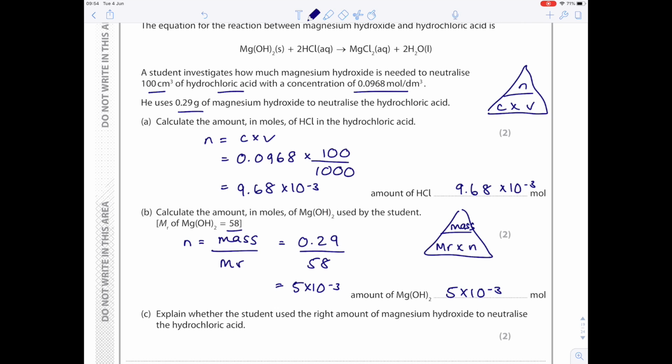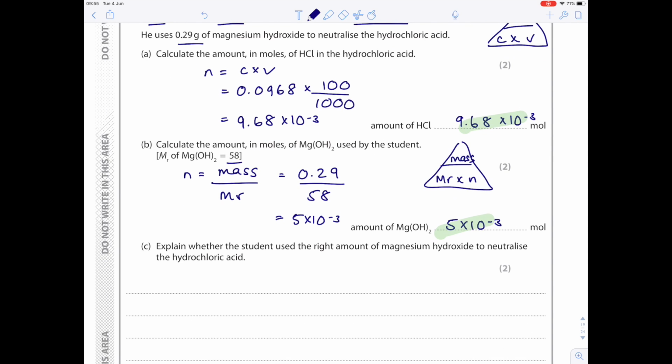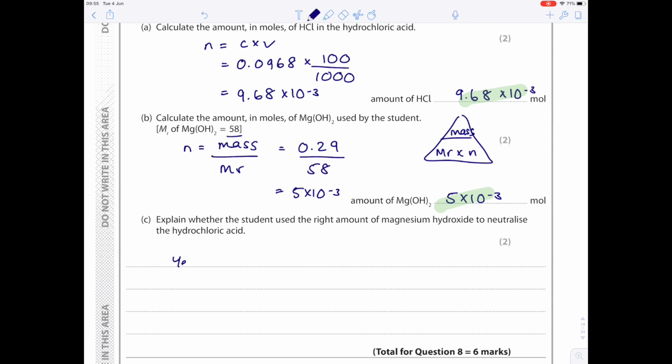Explain whether the student used the right amount of magnesium hydroxide to neutralise the hydrochloric acid. So we now need to compare these numbers. So in order to work this out, we need to look at the mole ratio, which is up here, to work out if we had enough magnesium hydroxide. So to work it out, you take your 5 times 10 to the minus 3 you've just calculated as being the number of moles, and you multiply it by 2 and see if there's enough for the amount of moles that the HCl actually requires, which was 9.68 times 10 to the minus 3. Say yes, you do have enough.